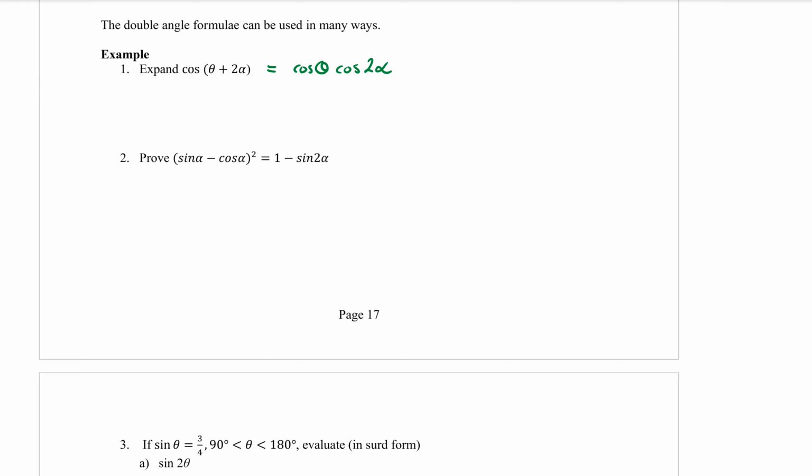Then the formula has a minus sign, and it is sine of the first thing in the bracket, so sine theta, and sine of the second thing in the bracket, 2 alpha. Okay, so I've expanded with my compound angle formula, but I can expand further because I have these double angles in here. So I can use my double angle formulas to keep expanding.